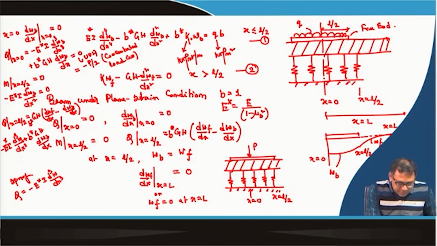So, now I am taking this value: minus E I d3w_b/dx3 plus b star G h into dw_b/dx, then minus b star G h dw_f/dx, that is equal to 0. And at this condition w_f is equal to w_b.